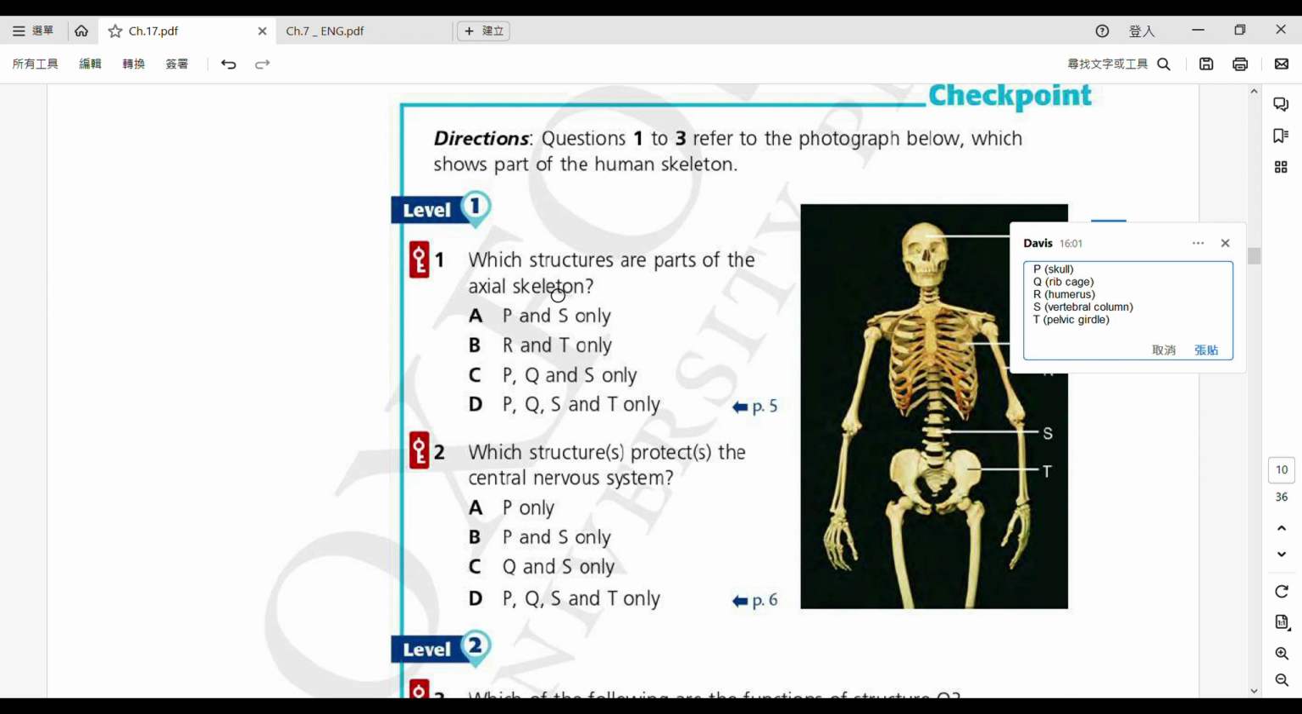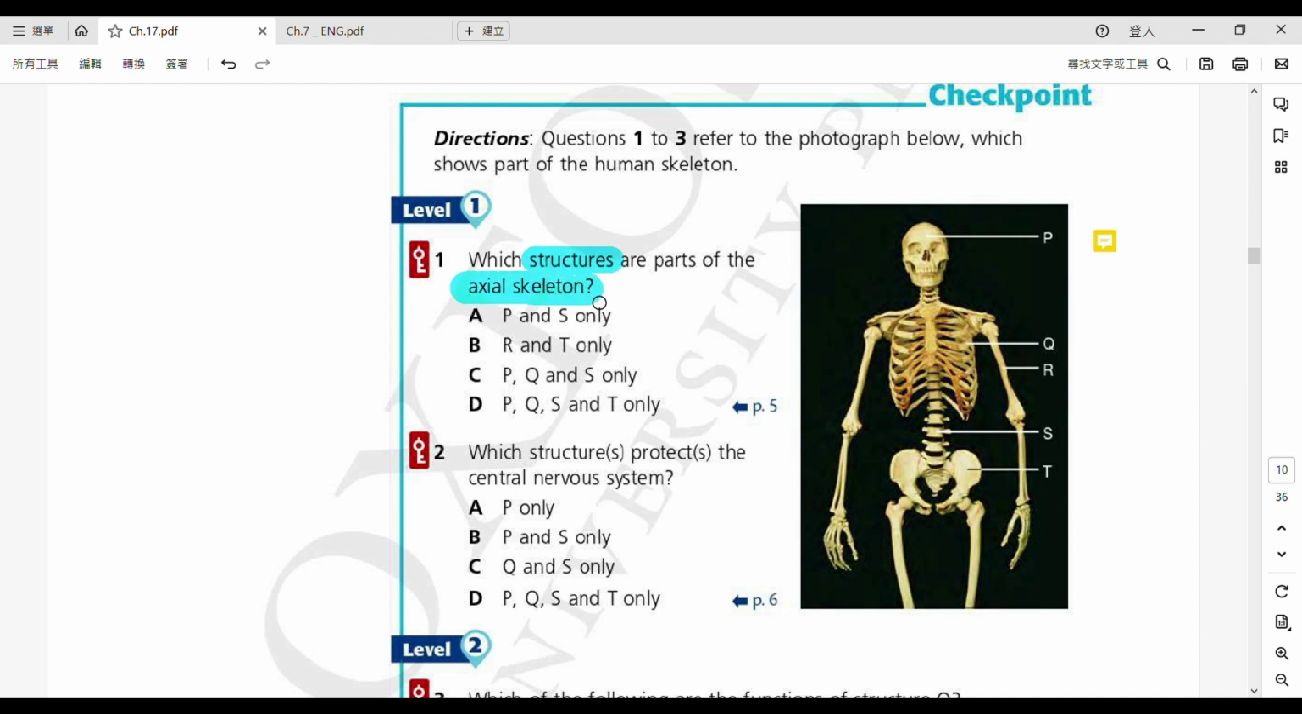Let's look at it. It's asking which structures are part of the axial skeleton. Axial skeleton means the main axis bones. So skull, yes. Rib cage, yes. Humerus, no. Vertebral column, yes. Pelvic girdle, no. So the answer should be P, Q, and S. The answer is C.